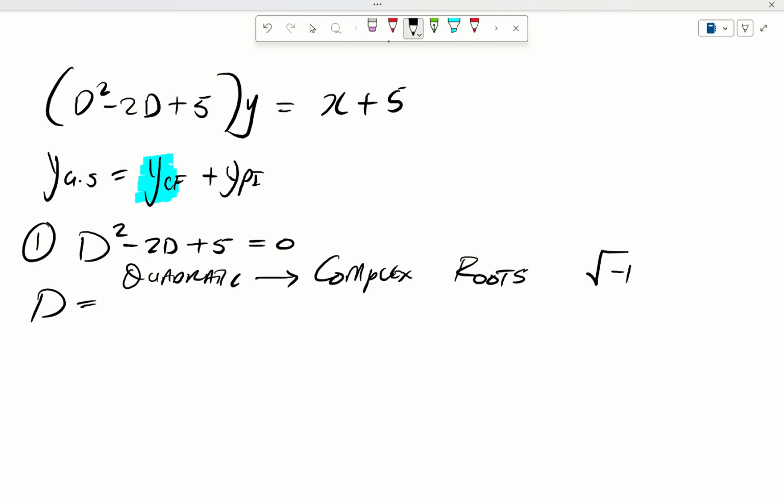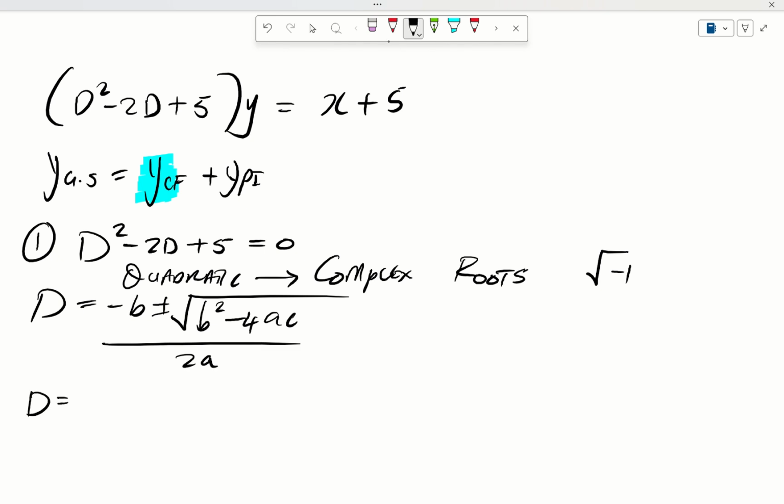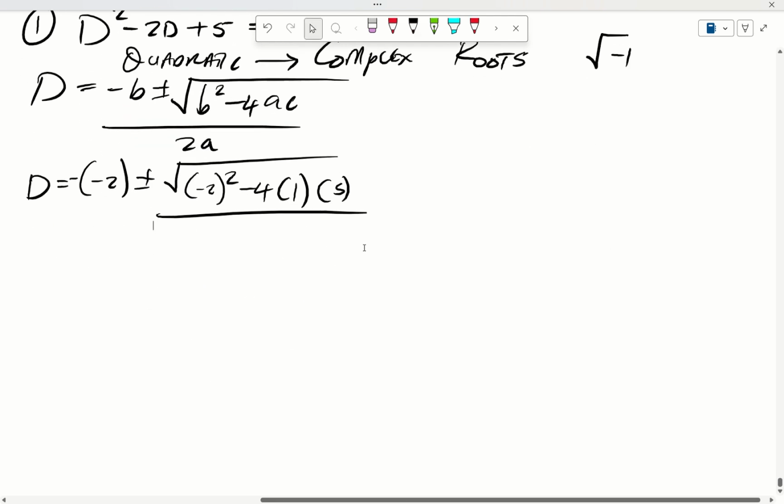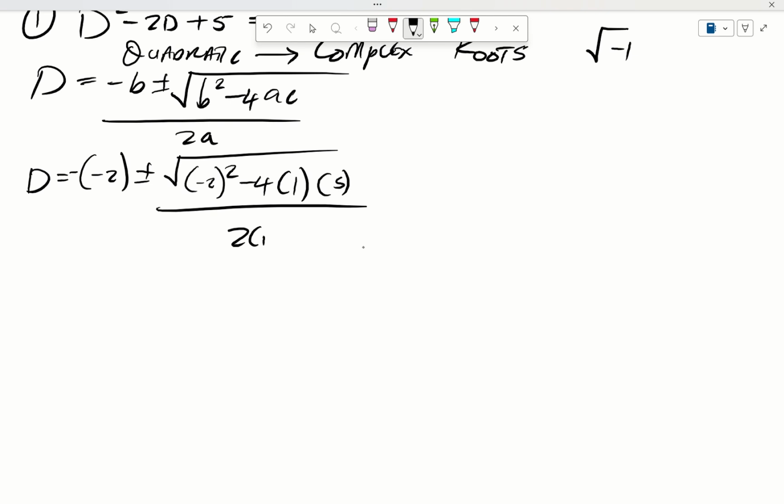That's what it means. So you're gonna say d equals minus b plus or minus the square root of b squared minus 4ac, divided by 2a. And then d will be equals to your b there. You're gonna have minus into minus 2, plus or minus the square root of minus 2 all squared minus 4a. Your a is 1, and your c is 5, divided by 2a, which is 2 times 1.